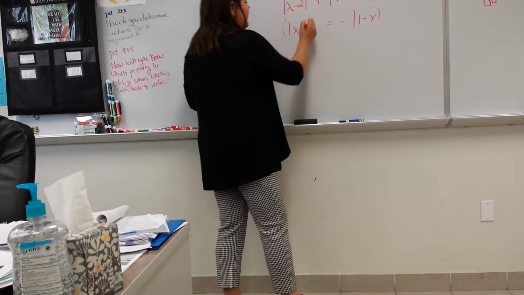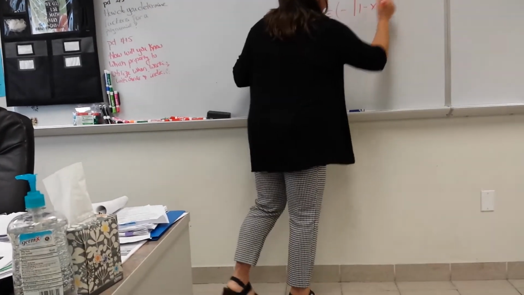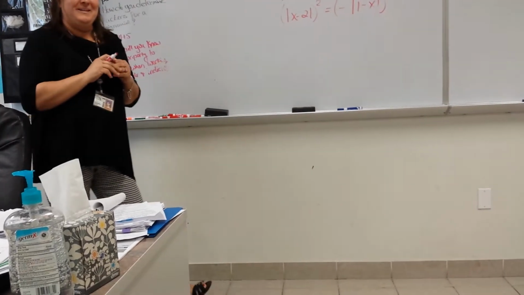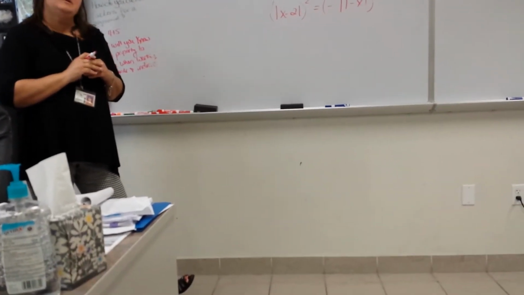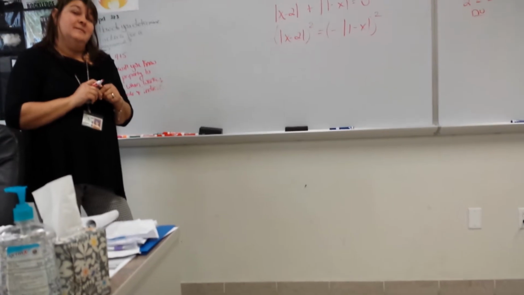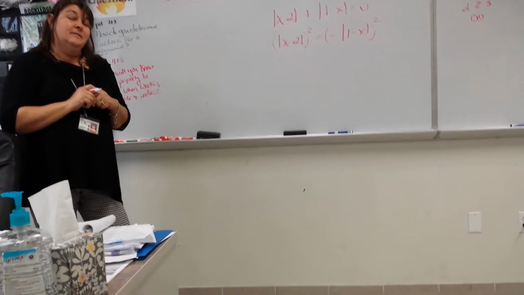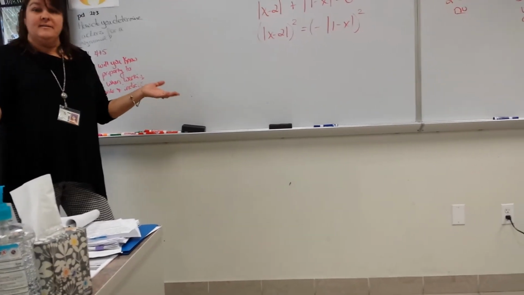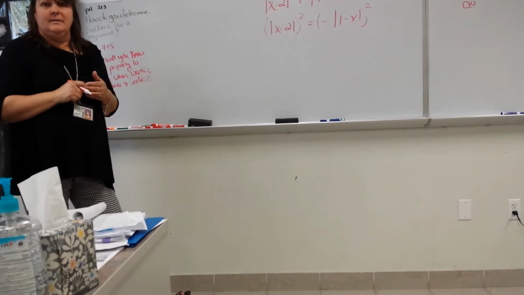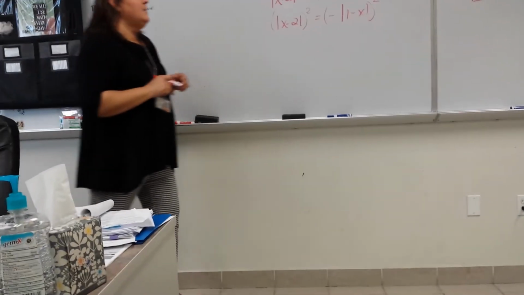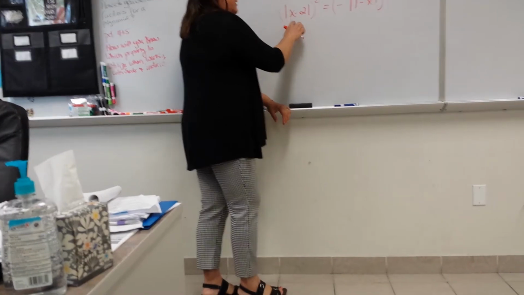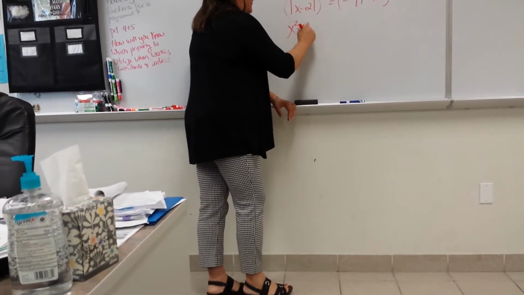Now, when I square it, like so, are we good? The negative doesn't matter because I'm going to square it. It just becomes +1, rather than -1. Yeah. So what happens over here? This becomes x squared minus 4x plus 4.